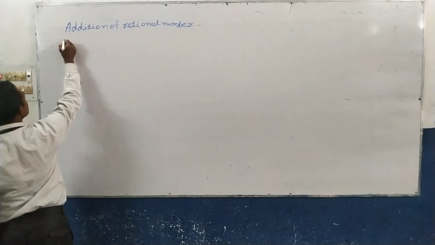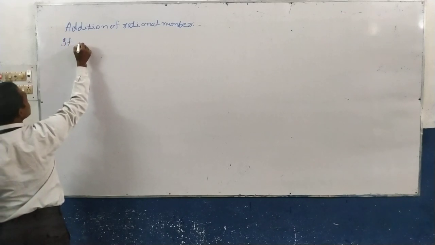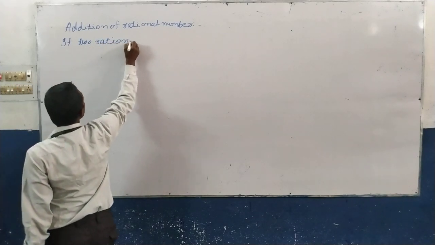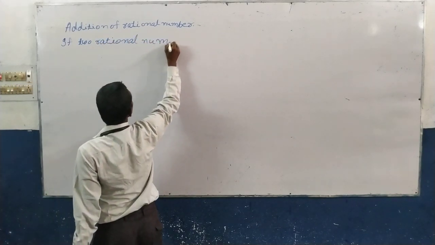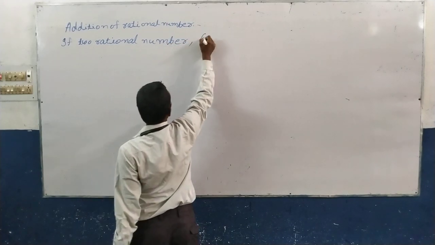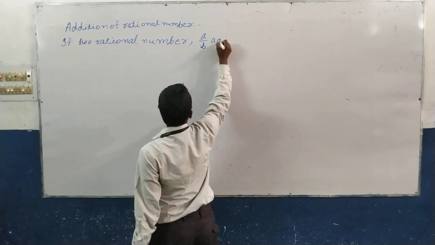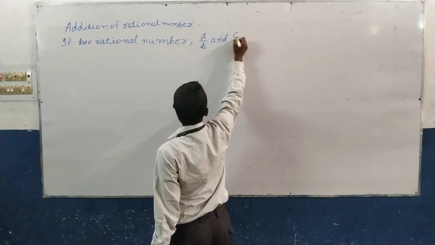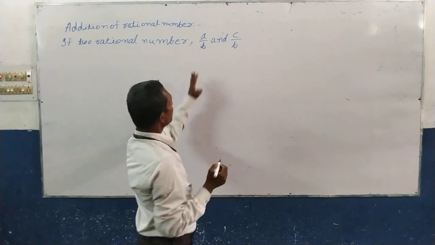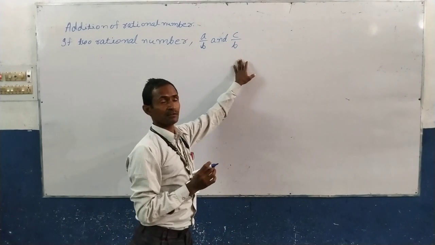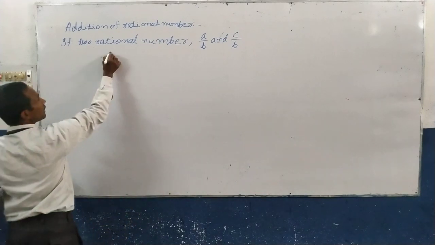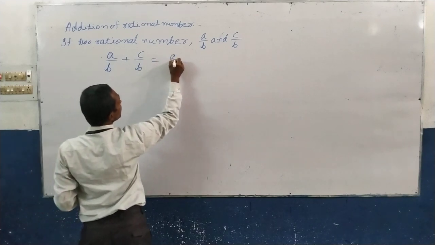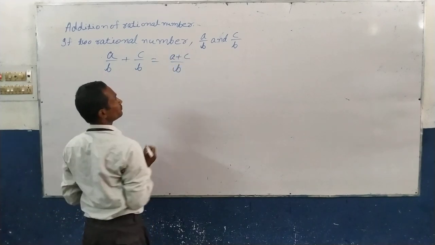If two rational numbers A by B and C by B, here with the same denominator, we can add it: A by B plus C by B is equal to A plus C by B.